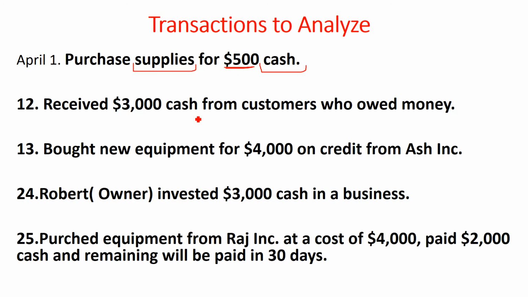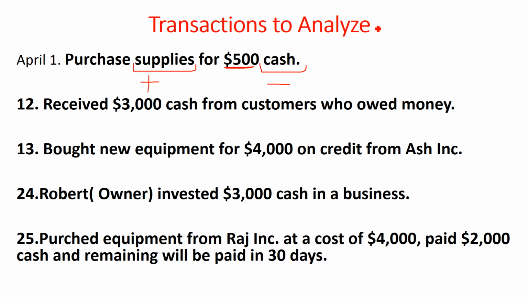Third is whether the accounts are increasing or decreasing, right? These two accounts. We are purchasing supplies, so our supplies are increasing. Here I will use the positive sign. It means increasing, and negative means decreasing. So this account is increasing, and cash, we are paying cash, so our cash is decreasing.